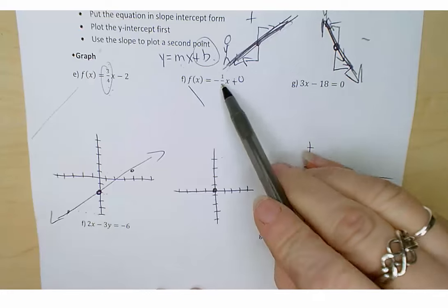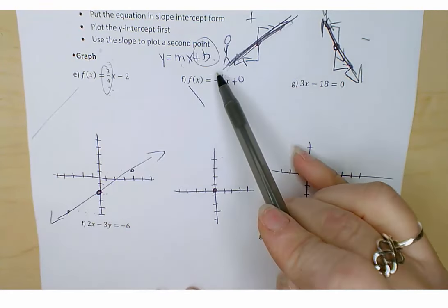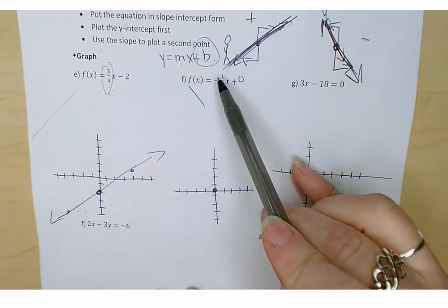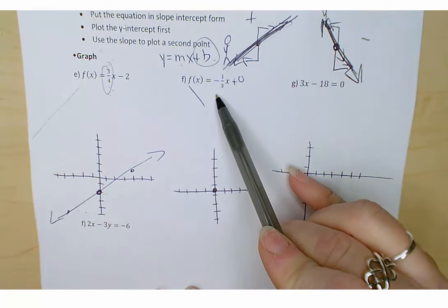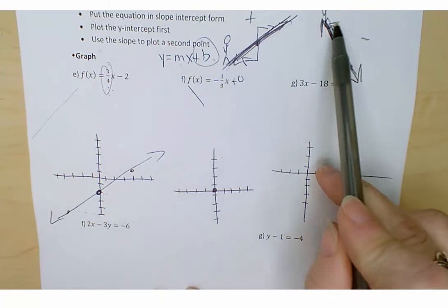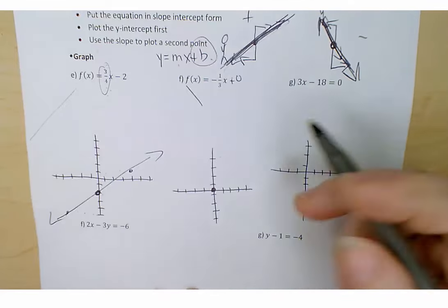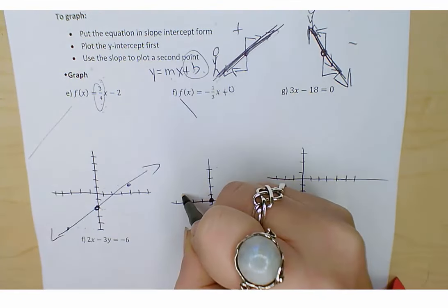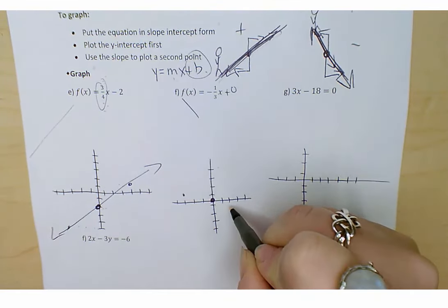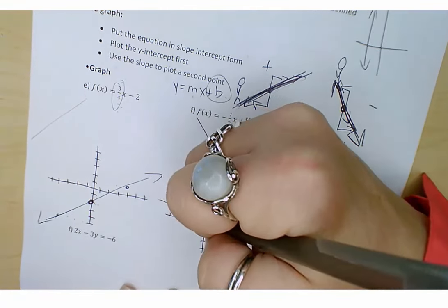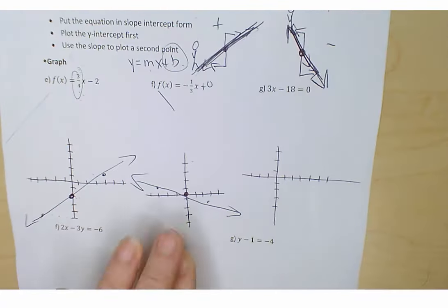From that point, negative 1/3 slope. Up 1 over 3, but in the negative direction, which means up and to the left, down and to the right. Up 1 over 3, down 1 over 3. Connect your dots, and that's what that one would look like.